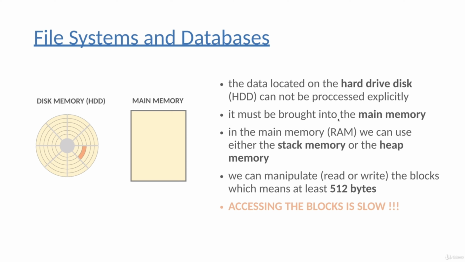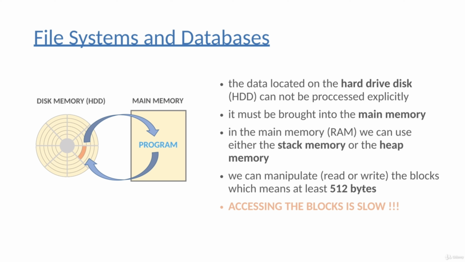We have a given application, and the application is going to fetch the data from the hard drive disk. For example, when we are using a MySQL database. But the problem is that we can manipulate, so read or write the blocks, which means that at least 512 bytes. So we are not able to read just a portion of a given block present on the hard drive disk. We have to manipulate at least 512 bytes. And of course, accessing the blocks on the hard drive disk is way slower than accessing a given item in the main memory.